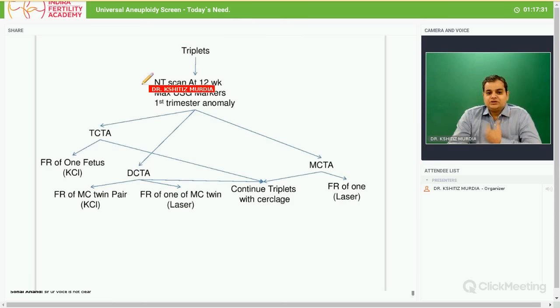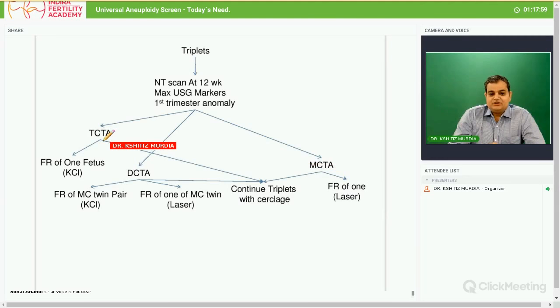For the triplets, we have learned in this session that for triplets there is no aneuploidy screening test available. We have to rely only on the ultrasound. So do NT scan and try to evaluate as many possible USG markers and try to do the first trimester anomaly scan if possible. And we all know that the triplets can be TCTA, DCTA, or monochorionic triamniotic.